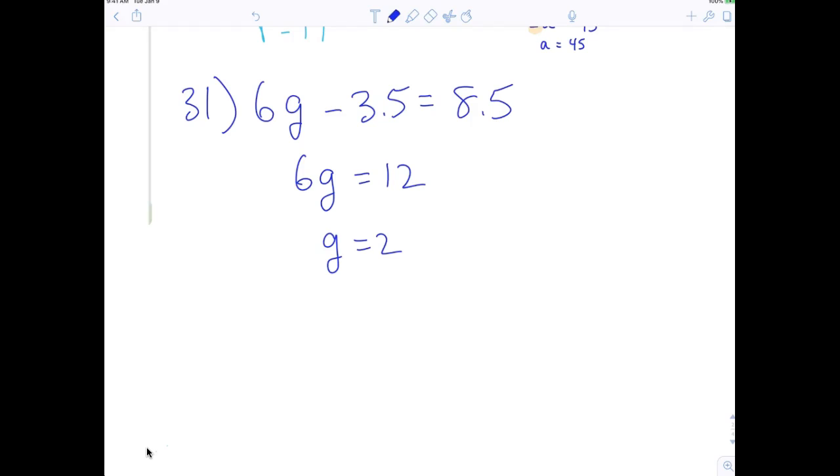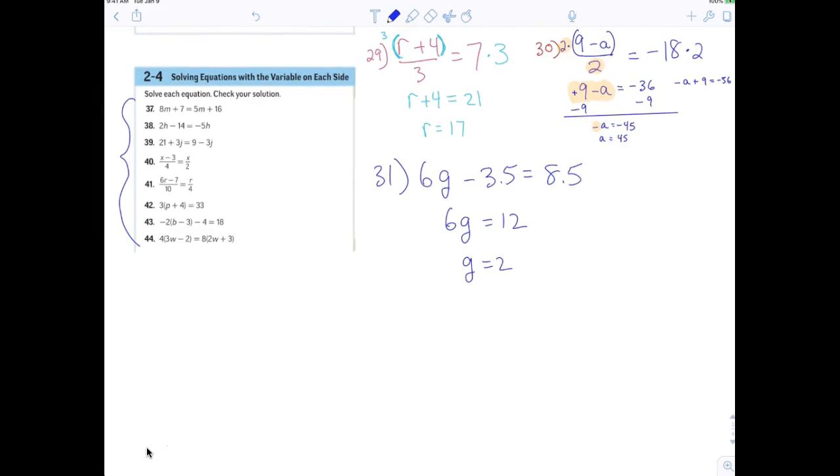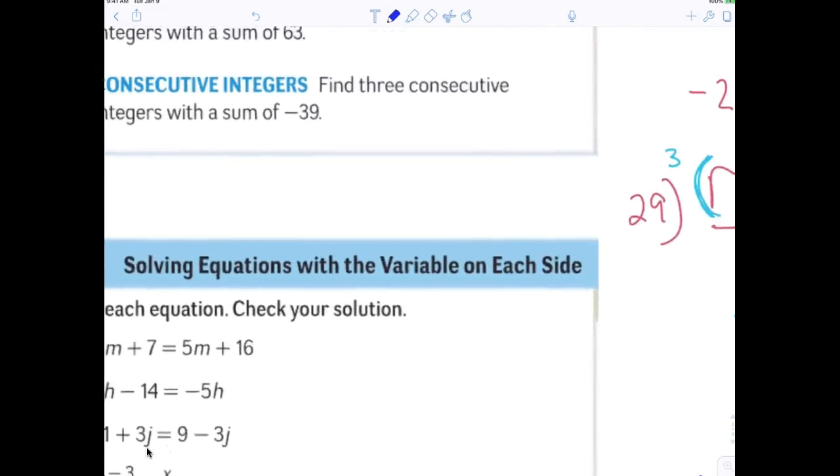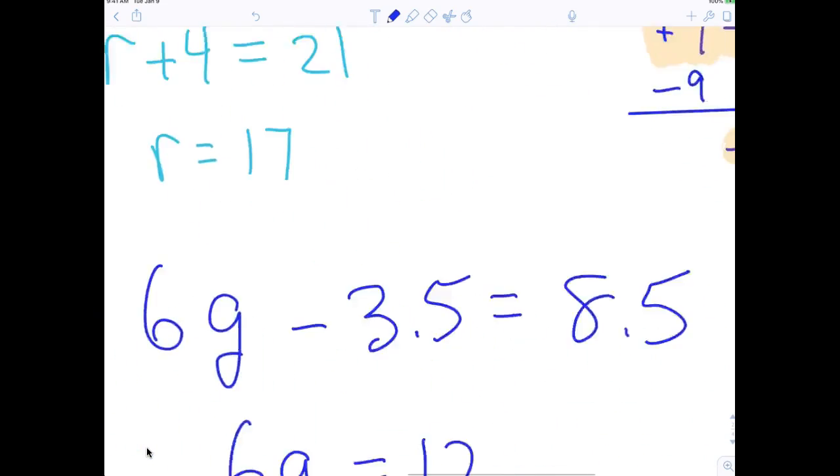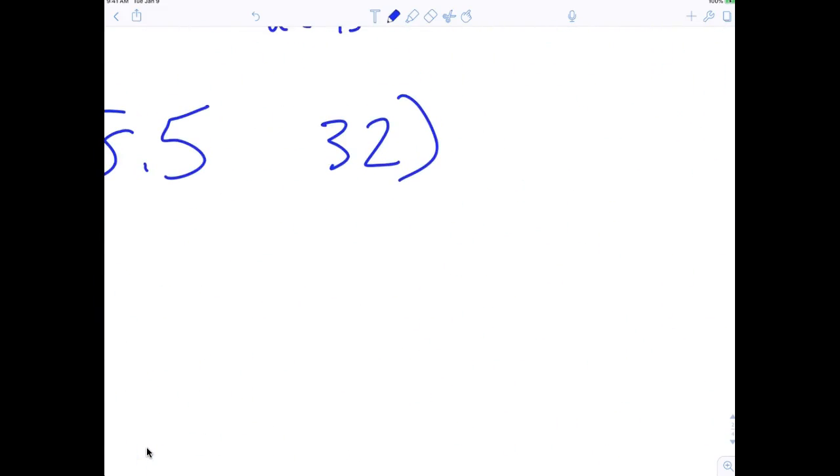All right, let's have some more fun. 32: 0.2c plus 4 equals 6. What letter was it? 0.2c plus 4 equals 6. Like this? All right, don't forget there's a decimal there. So it's a good review of decimals.